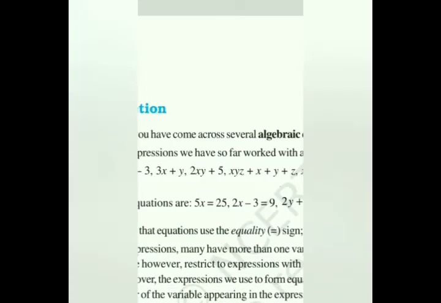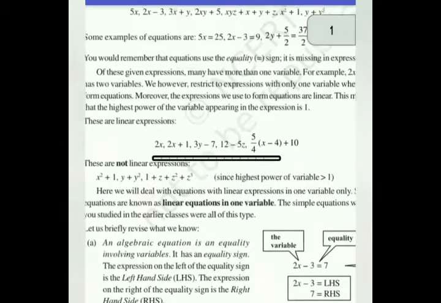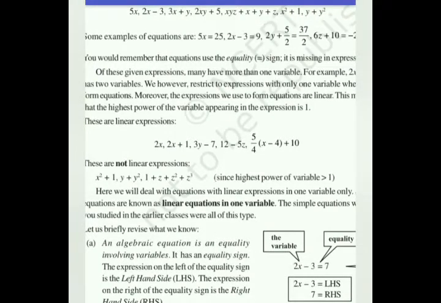The difference between an algebraic expression and an equation is that we write an algebraic expression without comparing, and whenever we write an equation we take the equality. So here is the difference between algebraic expression and equation. Now we take the linear expression. Here 2x plus 1, 3y minus 7, 12 minus 5z, 5 by 4 in bracket x minus 4 plus 10, all are examples of linear expressions.